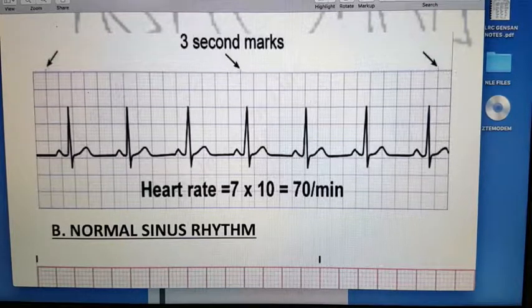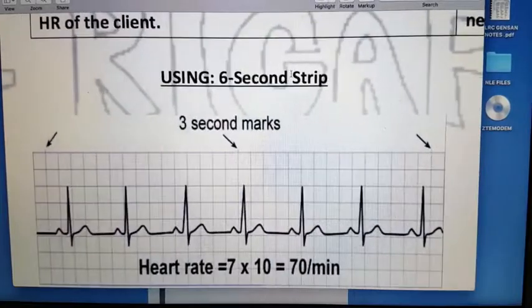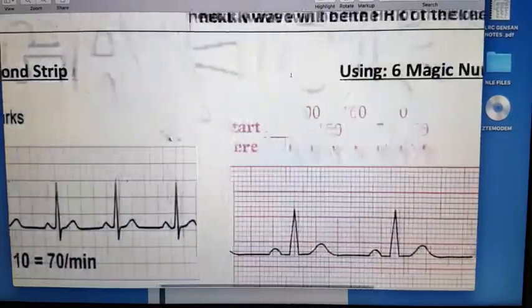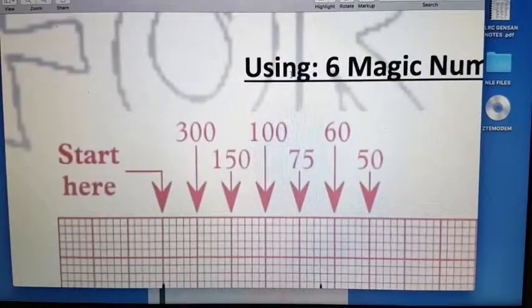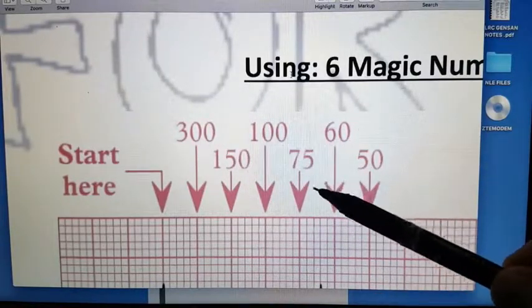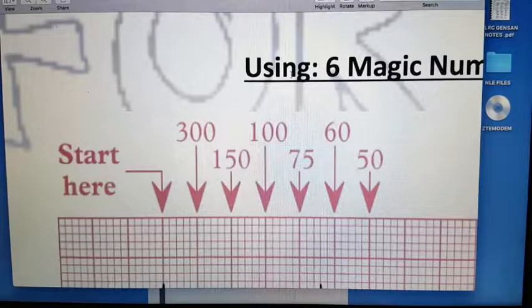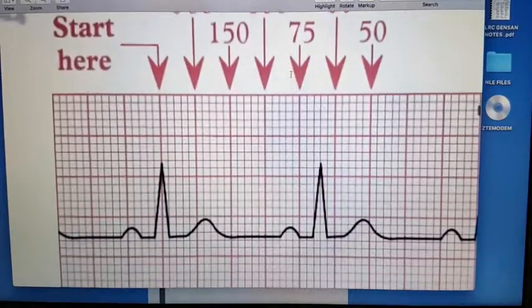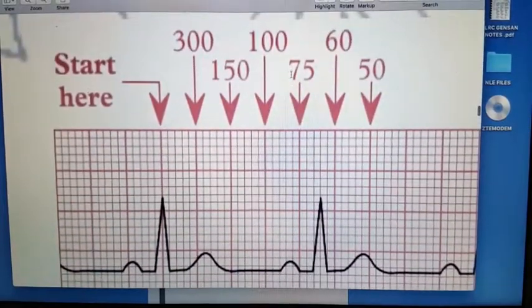Okay? Now, another way to read the heart rate of the patient, if you don't want to use the 6-second strip, you may use the 6 numbers, the magic numbers. Now, what are those 6 magic numbers? Well, you have your 300, 150, 100, 75, 60, 50. So the question here, how will you know the heart rate of the patient with these 6 numbers?